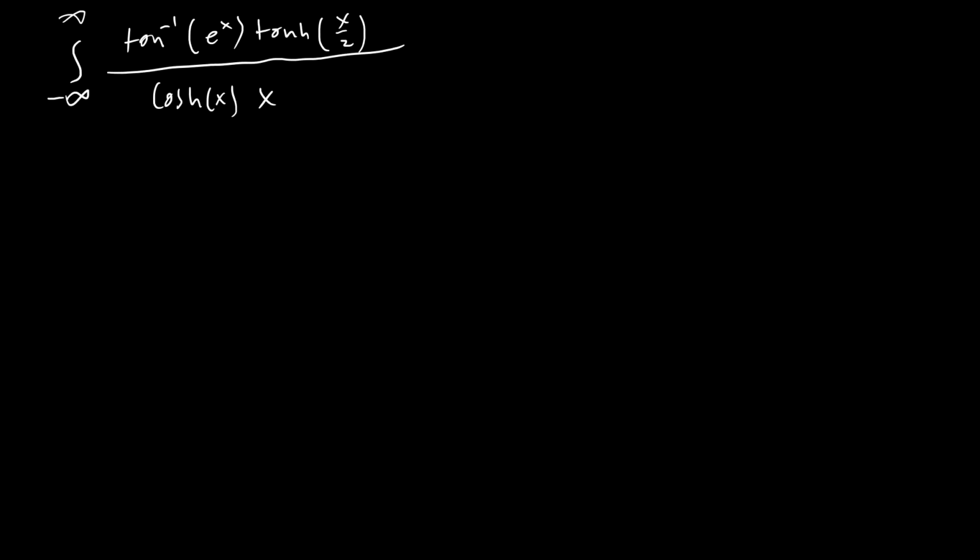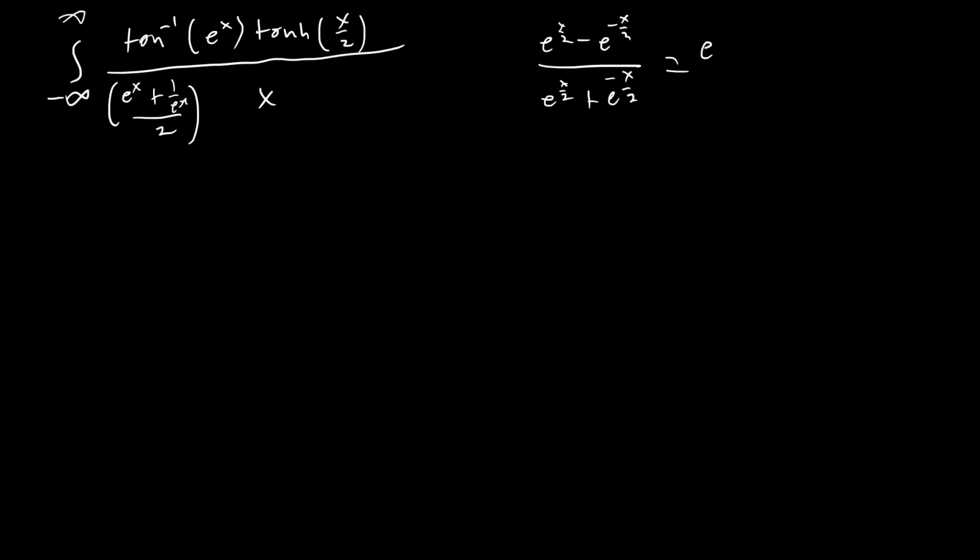So let's just write everything here in terms of e to the x, and that should hopefully make it a lot easier. So this is already in terms of e to the x, but on the bottom, this cosh of x is just e to the x plus 1 over e to the x over 2. And tanh of x over 2 equals e to the x over 2 minus e to the negative x over 2 over e to the x over 2 plus e to the negative x over 2, and multiply by e to the x over 2 on the top and bottom, and you get e to the x minus 1 over e to the x plus 1.